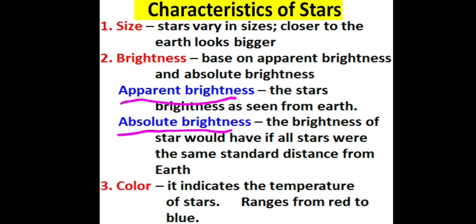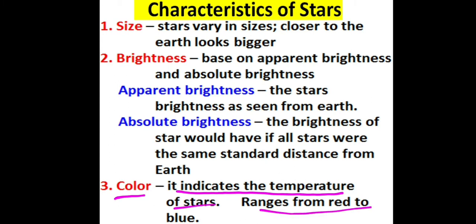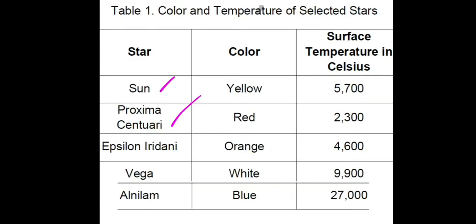The third characteristic of a star is the color. It indicates the temperature of stars, ranging from red to blue. So the different colors indicate the hotness, no? The temperature of the different stars. Here we have different examples of stars: Sun, Proxima Centauri, Epsilon, Vega, and Alnilam. The color of the Sun is yellow, Proxima is red, Epsilon is orange, Vega is white, while Alnilam is blue.